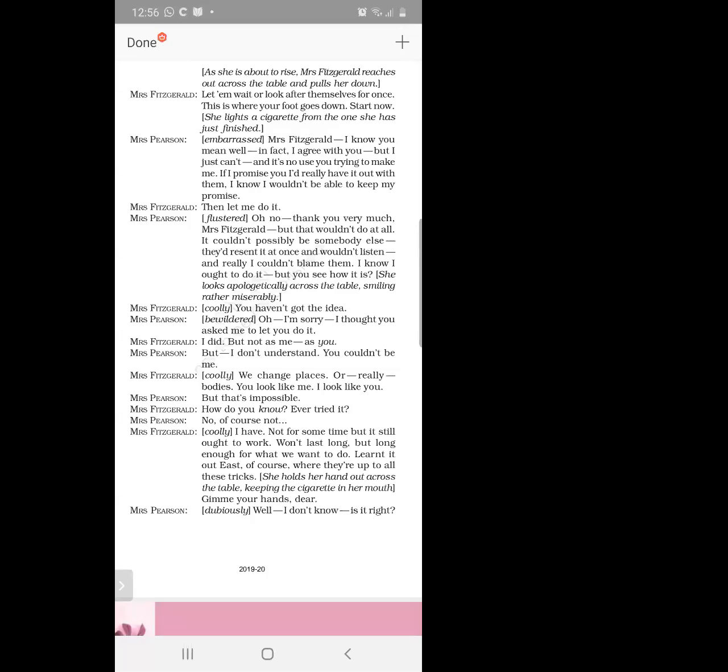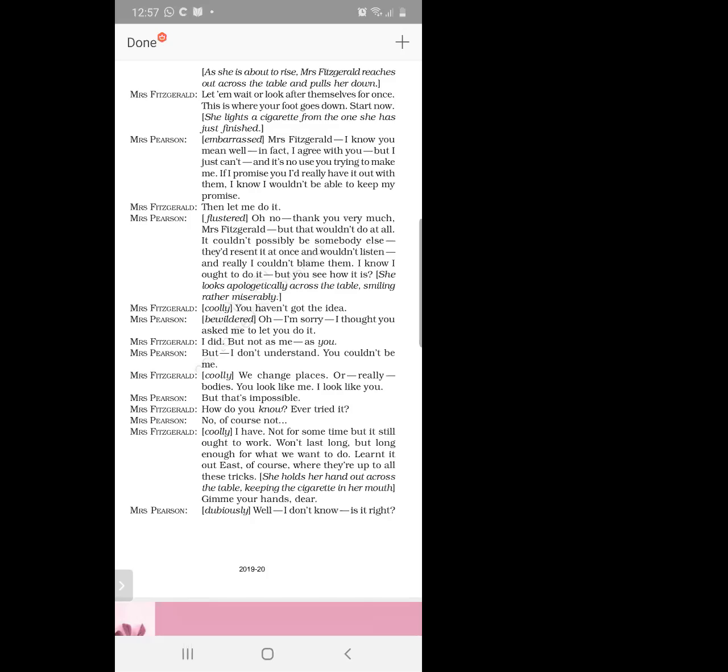So she says that wouldn't do at all. Mrs. Fitzgerald says that okay, if you cannot do it as a friend, let me do it. Let me handle your family. I'll put them all on the right path. But then again, Mrs. Pearson says, please do not do that because they are not going to take it if some outsider intervenes in the family matter. So Mrs. Fitzgerald says, then what will you do? You will be in the same manner.